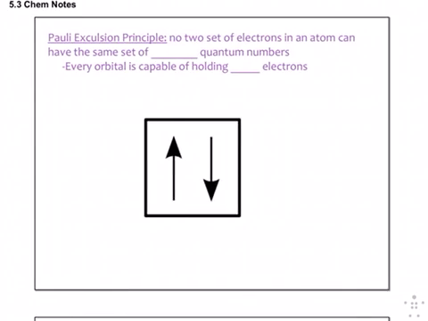All right, next rule, the Pauli exclusion principle, says no two electrons in an atom can have the same set of 4 quantum numbers. And then every orbital is capable of holding 2 electrons. We should notice here that we have our opposite spins represented, one up arrow and one down arrow.